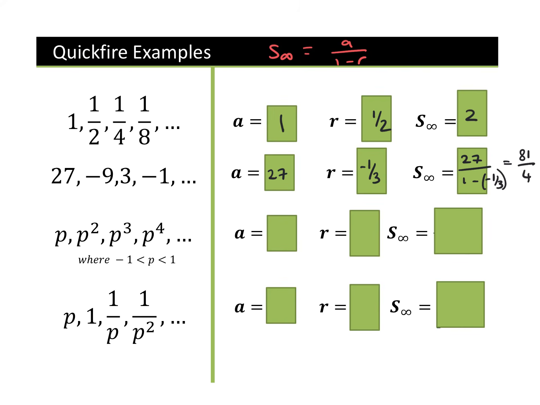For the next one, a is p. My r is p. So I'm going to get p over 1 minus p. For the next one, we have p. My ratio is 1 over p. So we're going to have p over 1 minus 1 over p. Now, we're not allowed to leave it like this, and you can see here that p is our denominator. We have another, like a fraction within a fraction. I can multiply everything by p, every term, so I'm going to get p squared over p minus 1. This is the exact same. They are completely equivalent.